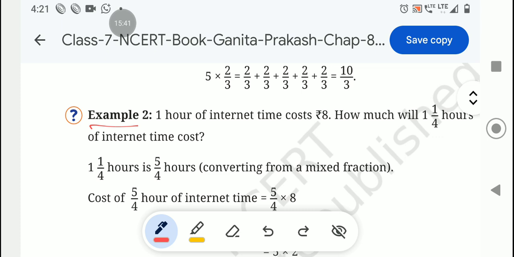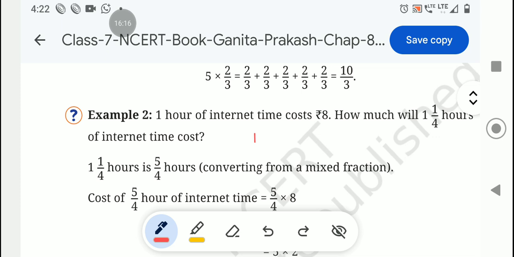Example 2. 1 hour of internet time costs 8 rupees. How much will 1 by 4 hours of internet time cost? So here, take the example like you're watching your phone. If you watch continuously for 1 hour, you will be charged 8 rupees. If you use 1 by 4 hours of internet continuously, how much will be the cost? They are asking. Now first we should convert this mixed fraction to improper.